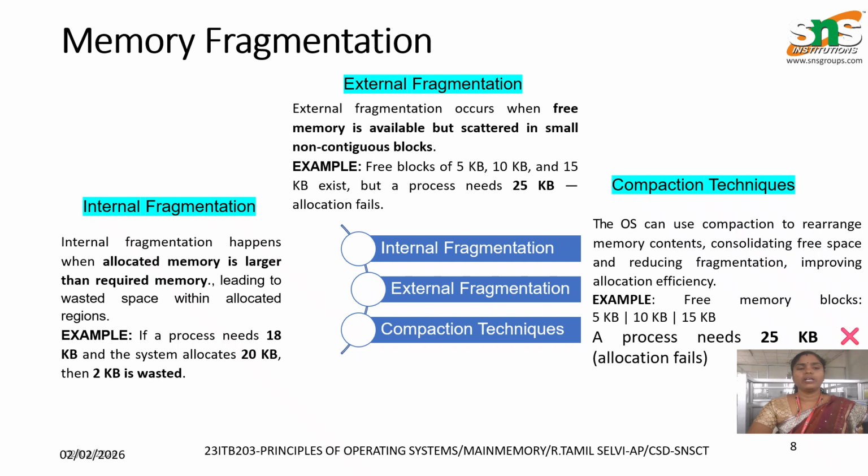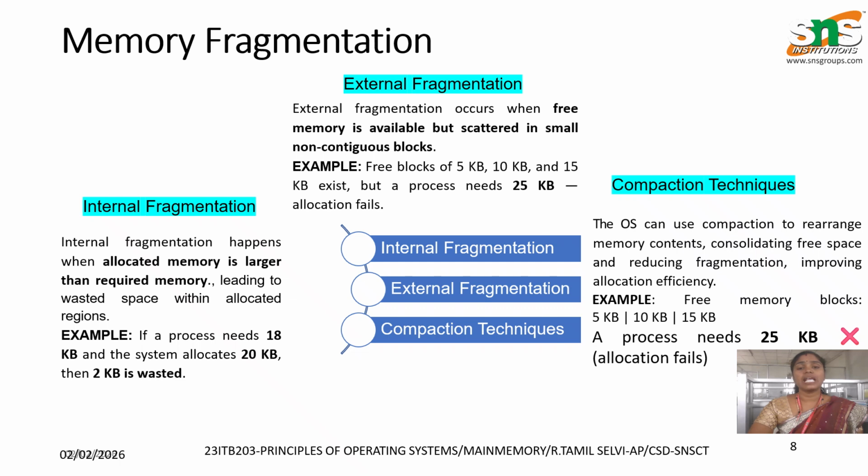So what is meant by internal fragmentation? Internal fragmentation happens when the allotted memory is larger than the required memory, leading to wastage of space in the allotted regions. For example, if your process needs 18 KB, and the system allots 20 KB, then 2 KB is wasted. This we call internal fragmentation.